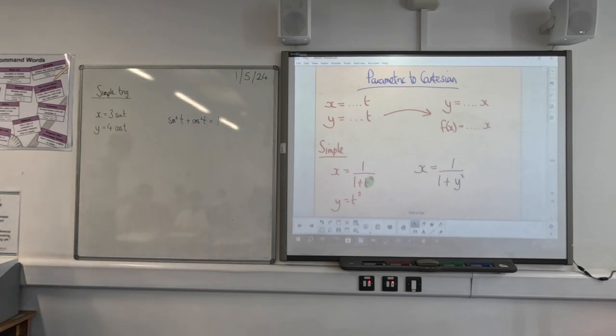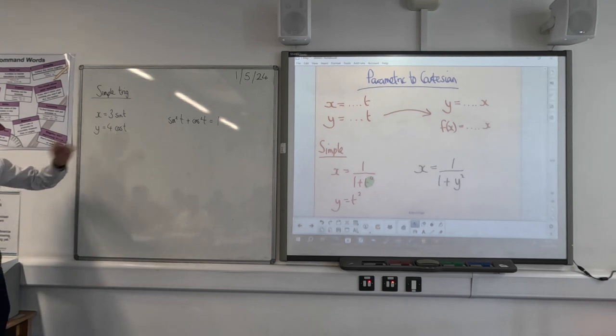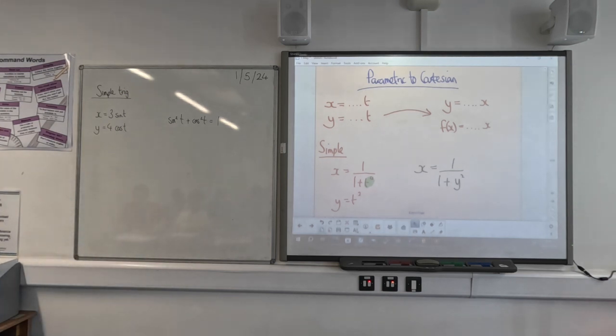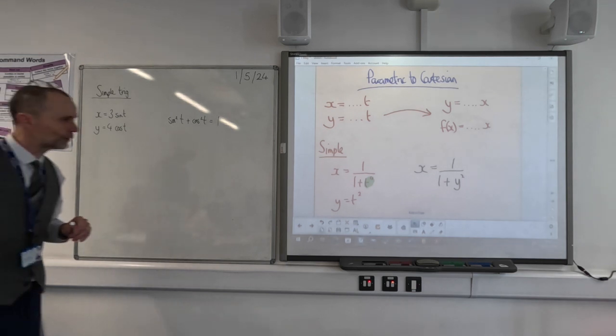I need to do a little bit of algebra here. I need to rearrange that as sine t equals and square it. I need to rearrange that as cos t equals and square it. And then I need to write them all together and make them equal to 1. So just see if you can do that one for me.